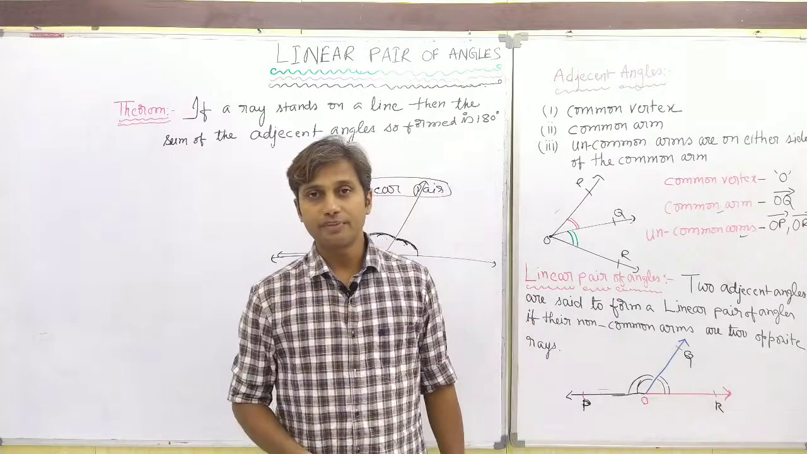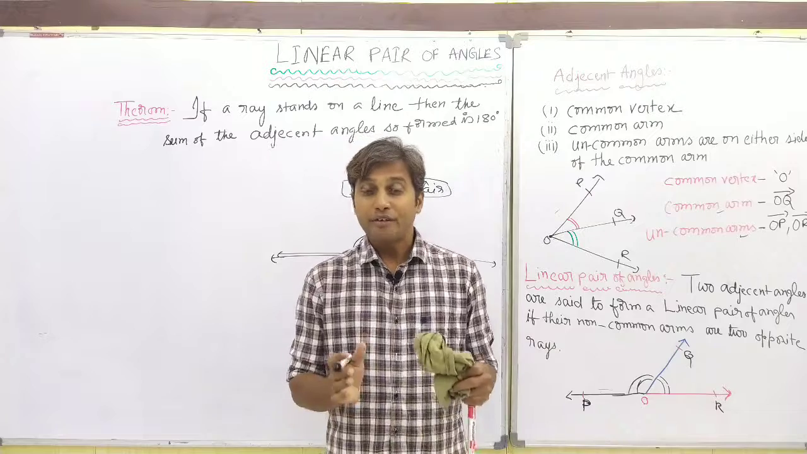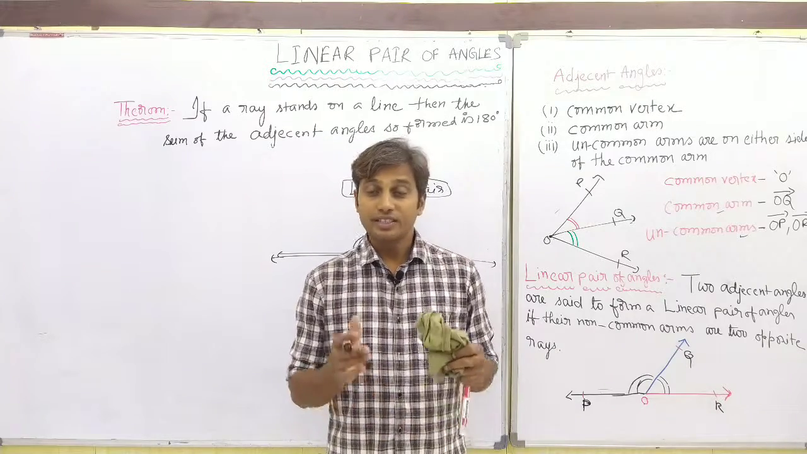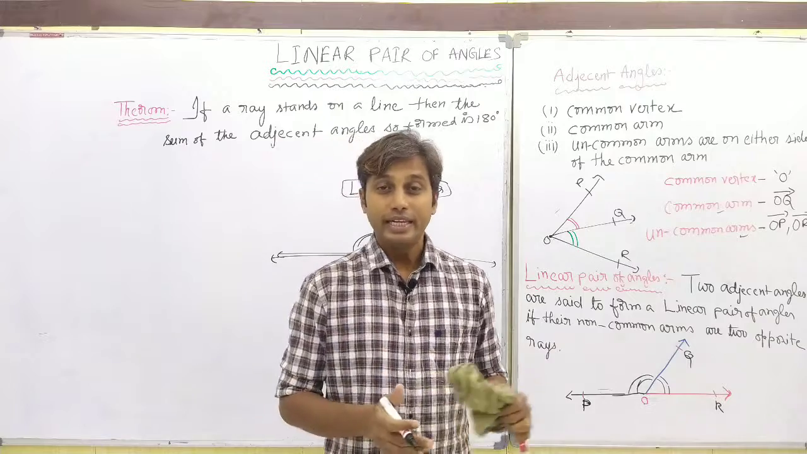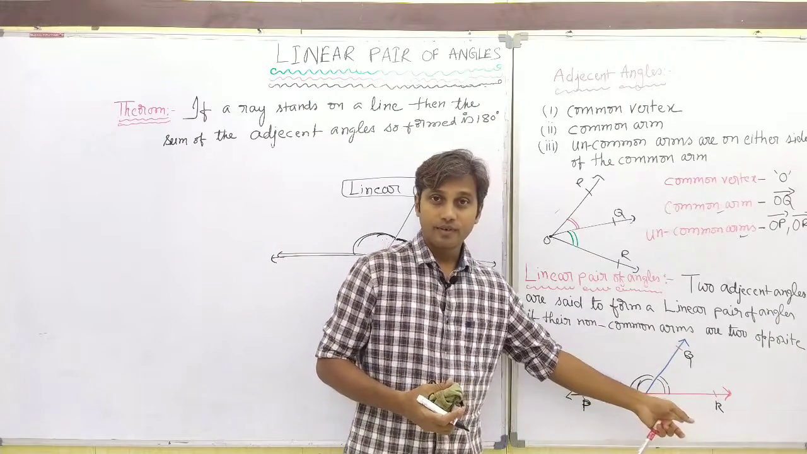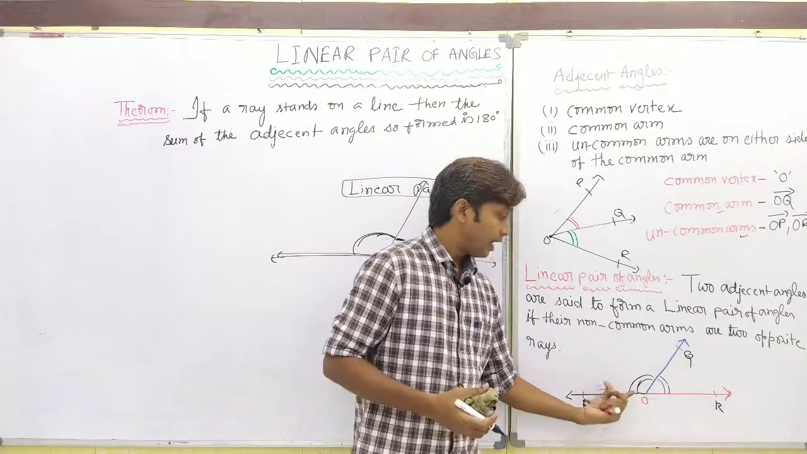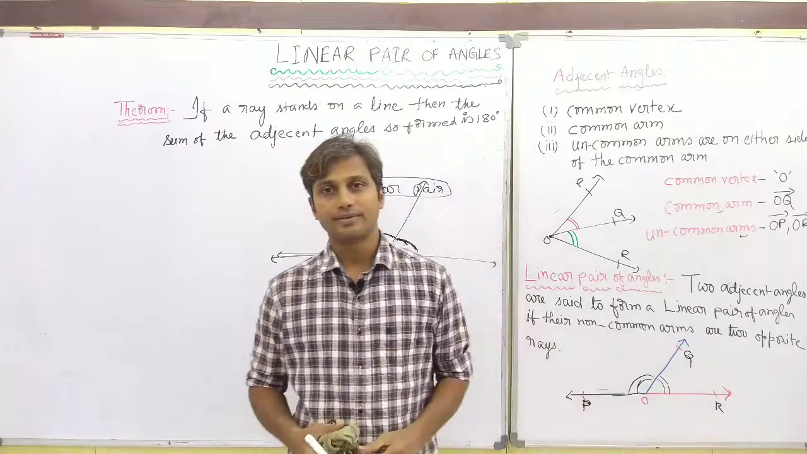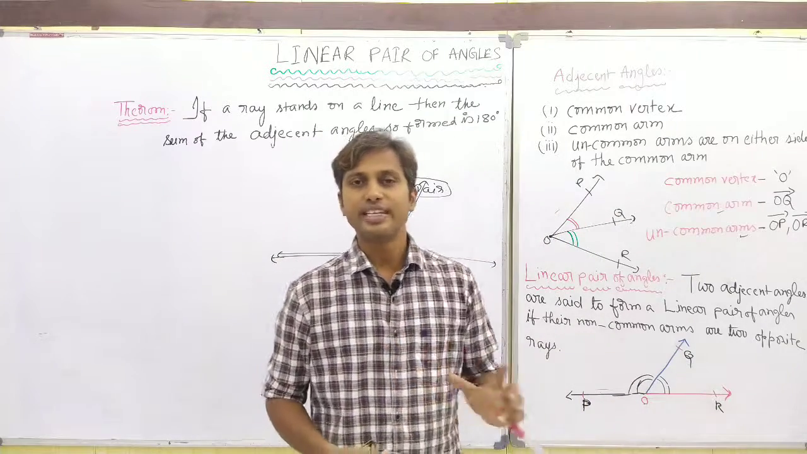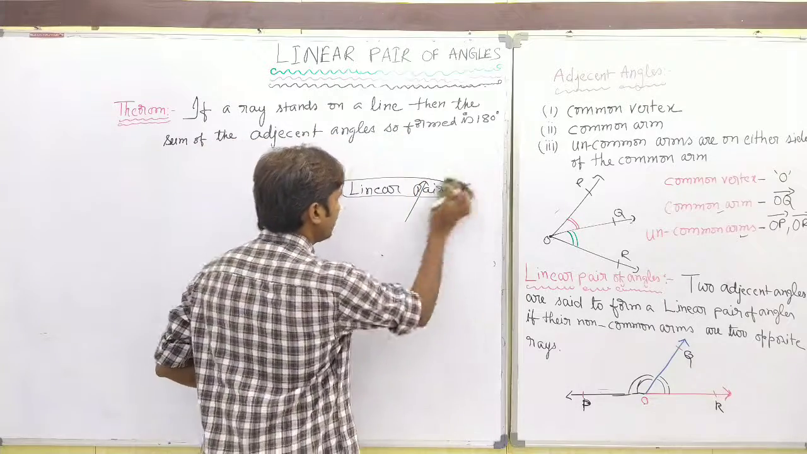So how can you define the linear pair now? We can define linear pair as a pair of adjacent angles. A pair of adjacent angles are known to be a linear pair of angles whenever the uncommon arms forming those angles are oppositely directed to each other. Means this and this are oppositely directed to each other, then it is called a linear pair of angles. That's it.